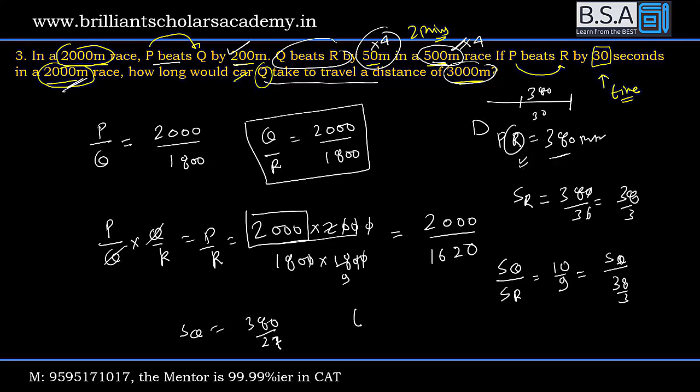If you have to find the time of Q, divide 3000 meters by the speed. Now lots of decimals will come. That is perfectly fine. Use a calculator. So it will turn into 3000 into 27 divided by 380. So roughly 292 seconds. 292 seconds will be there. So it's a very elaborate question.